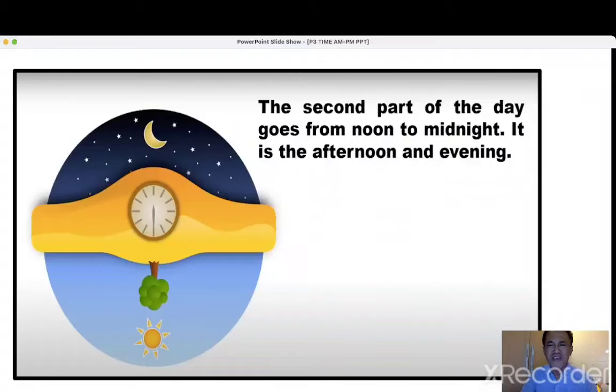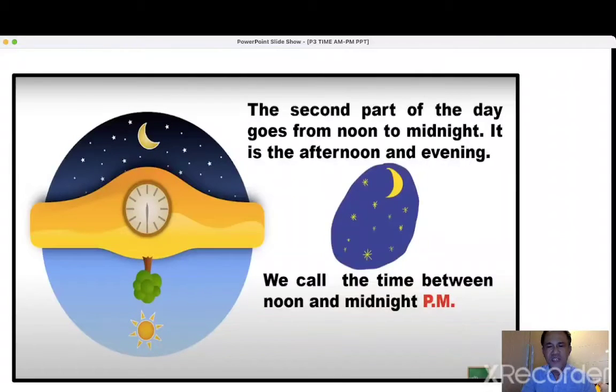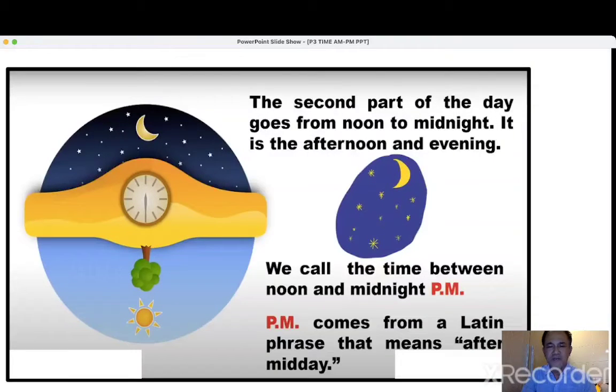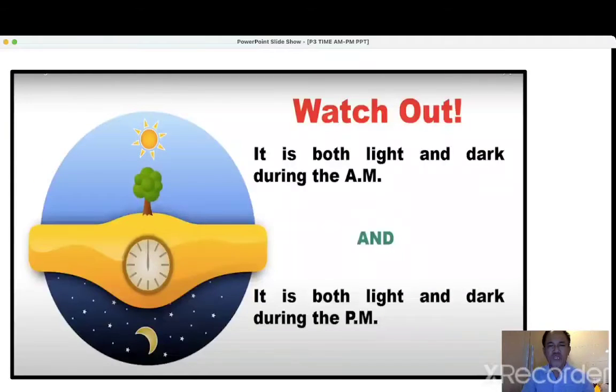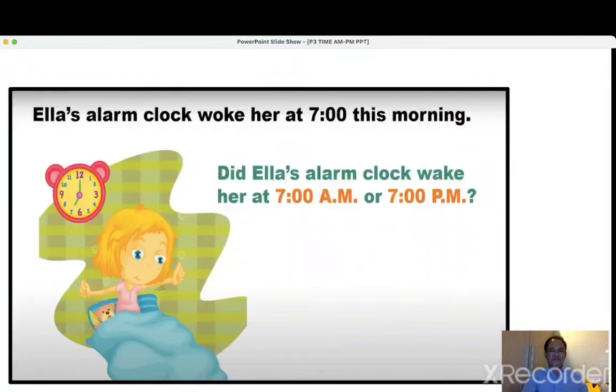The second part of the day goes from noon to midnight. It is the afternoon and evening. We call the time between noon and midnight PM. PM comes from the Latin phrase that means after midnight. So it is both light and dark during the AM, and in the evening it is both light and dark also during the PM.